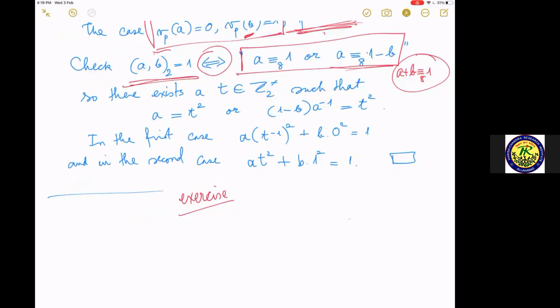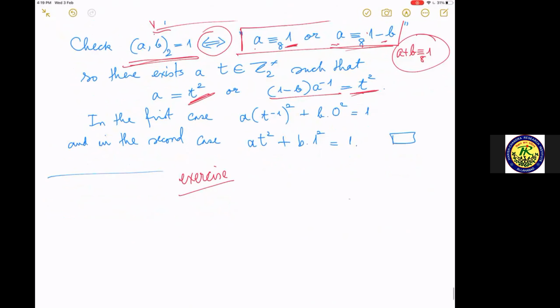Now, if you have checked this, then if A is congruent to 1 modulo 8, then it's a square. Or if A and A minus B are congruent to each other modulo 8, then (A minus B) times A inverse is going to be a square. So in the first case, you have this solution, A t inverse squared plus B times 0 squared is 1. And in the second case, you have this solution.